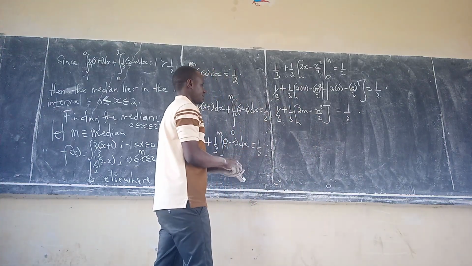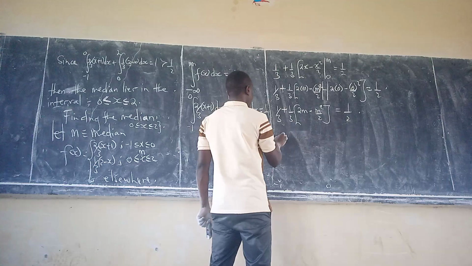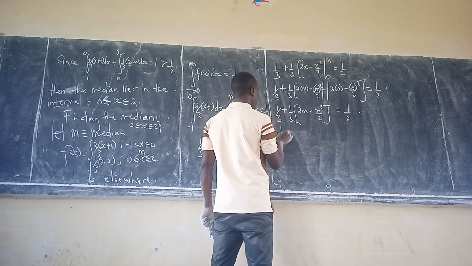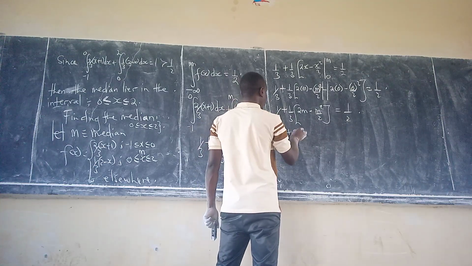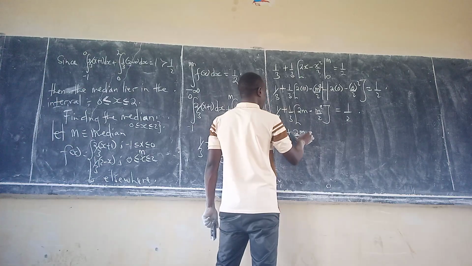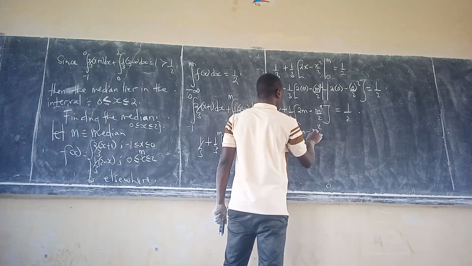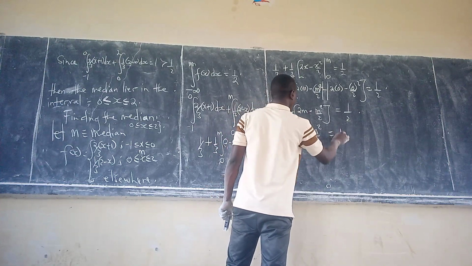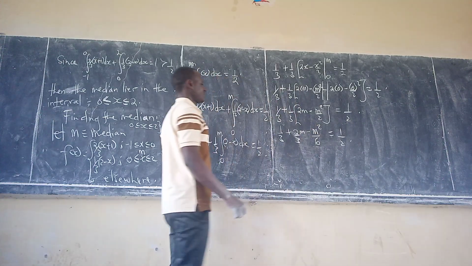So when we open this bracket, we are going to have a third plus 2m over 3 minus m squared over 6, and all that is equal to a half.